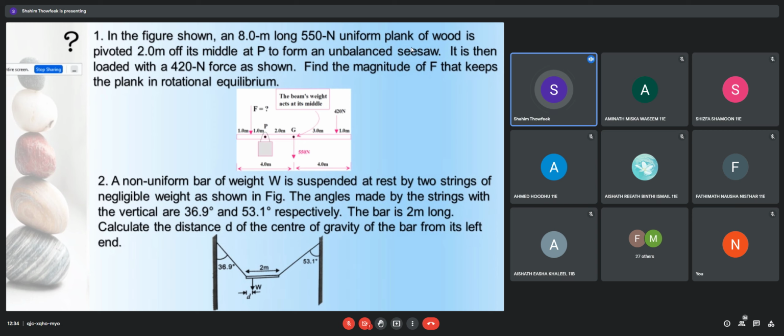You can see the second question, a non-uniform bar. The weight is not acting exactly in the middle, but somewhere in the bar, near the left side. Here they are asking to find the location of the center of gravity. Which concept do you have to use? Moments and forces. Try to use both concepts, as the bar is in equilibrium. Try to solve it. Try question number one also and send me the answers.